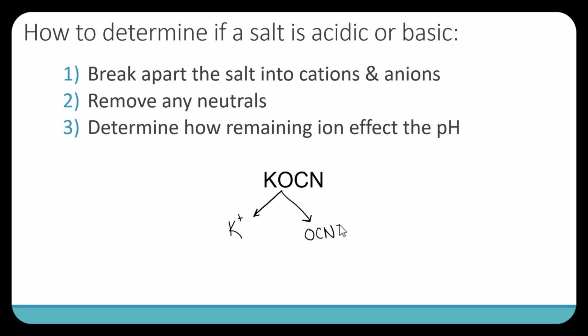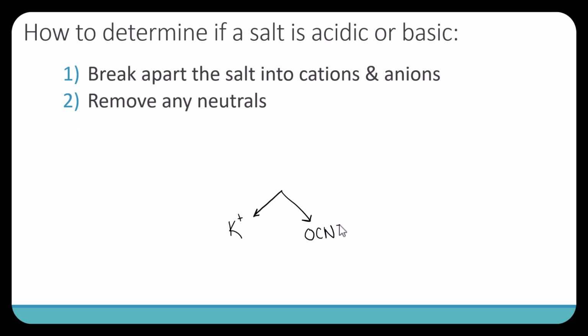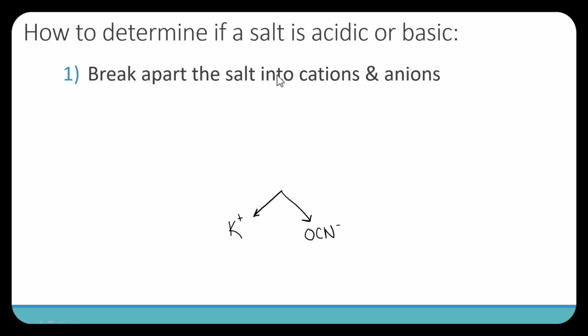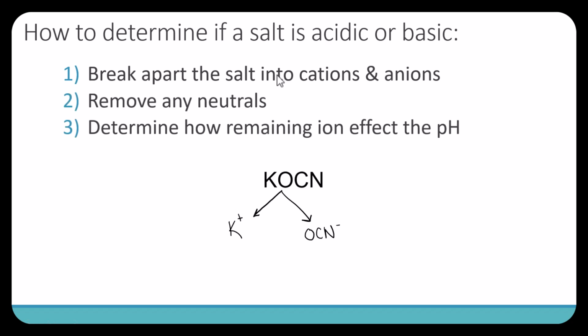So the first one I'm going to look at is potassium. So going back to my list of rules, I'm just going to start from the top. So potassium is a cation. It's a positively charged ion. Is it from group 1 or group 2? Yeah, it is. It's from group 1, right? So potassium's going to be a spectator ion. It's just going to simply watch what's going on. So in this case, potassium would be neutral.